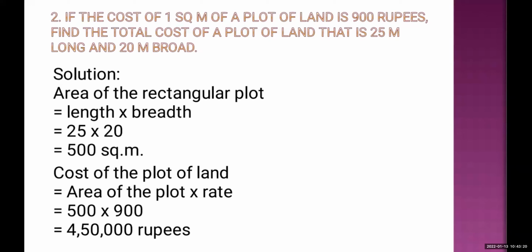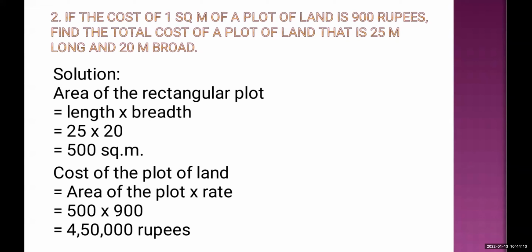Here what is given? Here it says 1 square meter of the plot of land. Land means it is in the shape of a rectangle. You have to understand and tell whether it is a rectangle or a square, and we have to use the formula of rectangle and square. Now here it is given that the cost of 1 square meter of plot of land is 900 rupees. They told us to find out the total cost of a plot of land, where 25 meter is long and 20 meter is broad. Clear? Now we'll start with the sum.